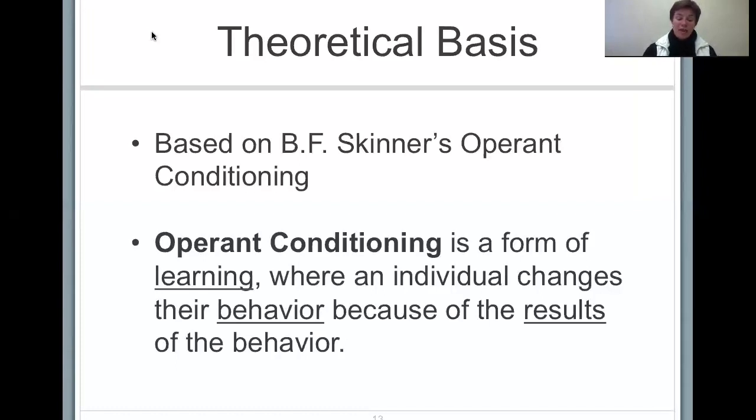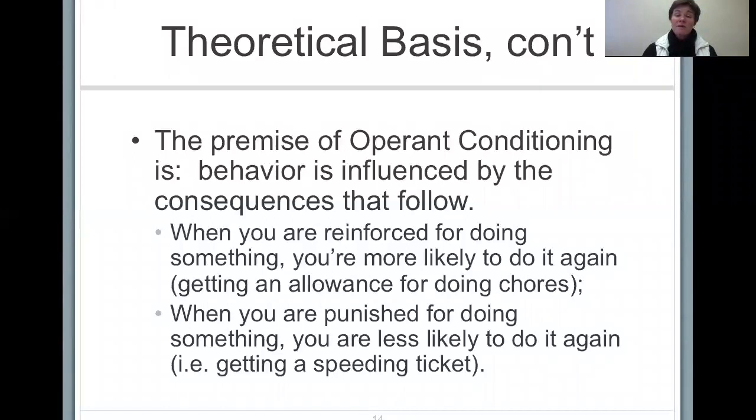The lens with which we view behavior is based on a functional approach. B.F. Skinner was an influential psychologist of the 20th century. He coined the phrase operant conditioning. Operant conditioning is a form of learning where an individual changes their behavior because of the results of the behavior. The premise of operant conditioning is that behavior is influenced by the consequences that follow. When you are reinforced for doing something, you are more likely to do it again. An example would be kids doing chores for an allowance. The behavior is the chores. The consequence is earning an allowance.